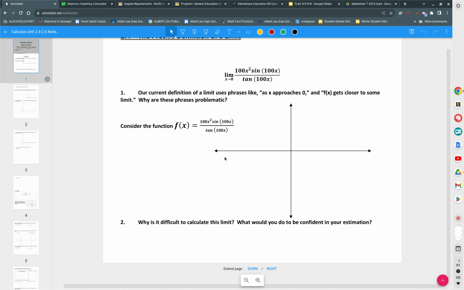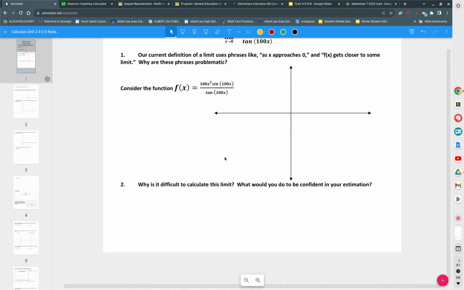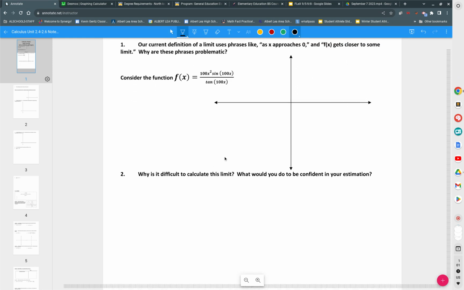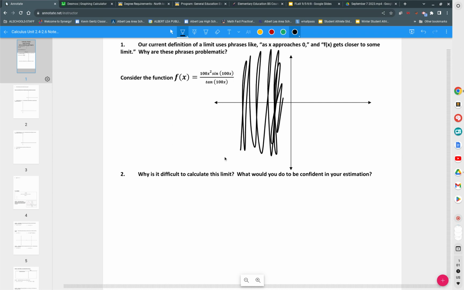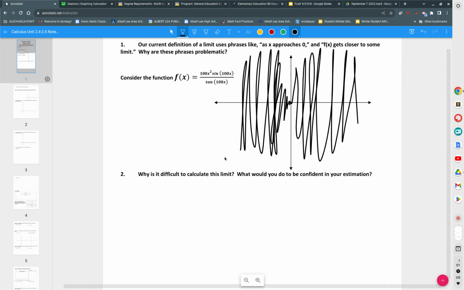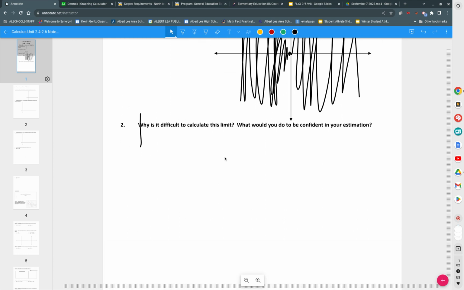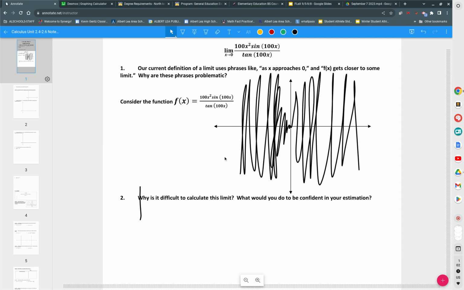And the reason why these phrases are problematic, what's going on here? Oh, I got to press down. Thank you. Okay, the reason why these phrases are problematic, let's look at this function. Let's just sketch a general shape of this function there. Okay? These phrases are problematic because some functions behave in a crazy way. Lots of different descriptions I could use. I'm just going to say, would everybody agree that this is a crazy behaving function? Yes.